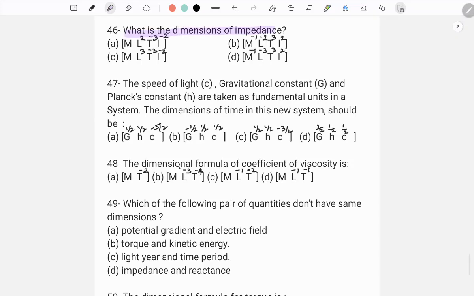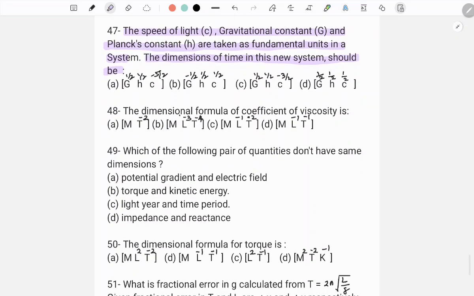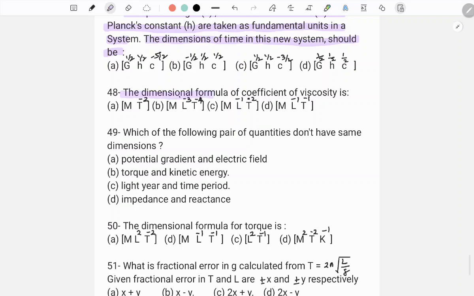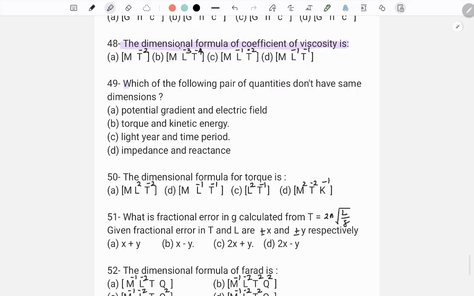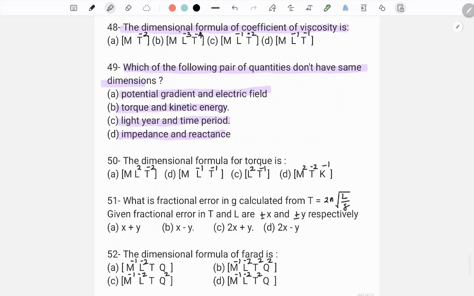46th, what is the dimensions of impedance? 47th, the speed of light c, gravitational constant G and Planck's constant h are taken as fundamental units in a system. The dimensions of time in new system should be. 48th, the dimensional formula of coefficient of viscosity is. 49th, which of the following pairs of quantities do not have same dimensions? Potential gradient and electric field, torque and kinetic energy, light year and time period, impedance and reactance.